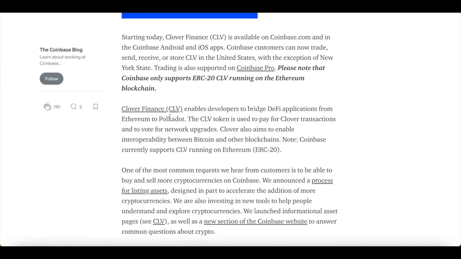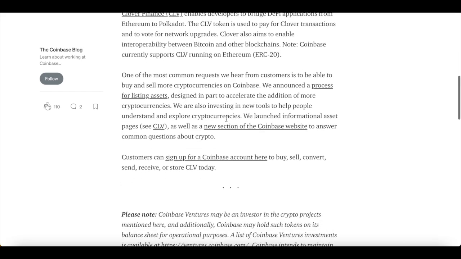So Clover Finance enables developers to bridge DeFi applications from Ethereum to Polkadot. Now, the Clover token is used to pay for Clover transactions and to vote for network upgrades. Clover also aims to enable interoperability between Bitcoin and other blockchains. Brilliant. I love that. Bridging it together is exactly what we need more of in the crypto community. Coinbase currently supports Clover running on Ethereum ERC20. I mentioned that already, but it's important to go through it again.